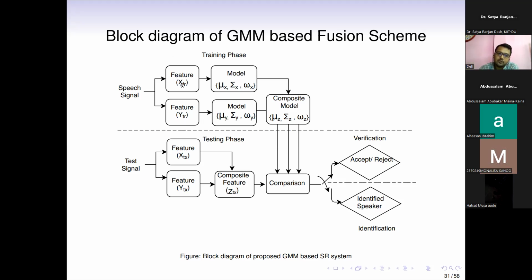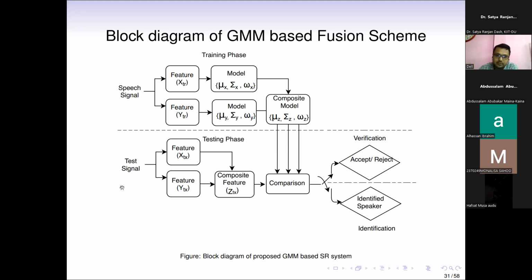Now, first we extract this feature and do the modeling. Modeling means mu x, sigma x, and omega x. Similarly, using feature y, we design another model, mu y, sigma y, omega y. Okay? And now do the composite modeling. Now, how are we doing the composite modeling? I already told you that we are using the padding scheme instead of concatenation, and I will show you in a mathematical way also. Now, the composite model will be stored. Now, the training process is over.